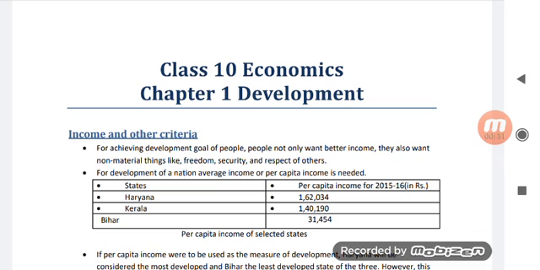For achieving development goals, people not only want better income, they also want non-material things like freedom, security, and respect of others. So, when we were studying about income and other goals, we have seen these things. That means people not only look for a good job, but they also look for different goals, that is, non-material things like freedom, security, and respect at the workplace.